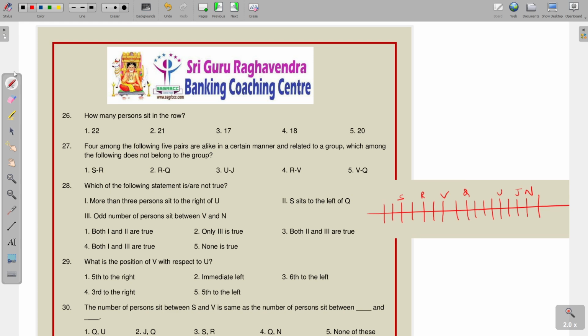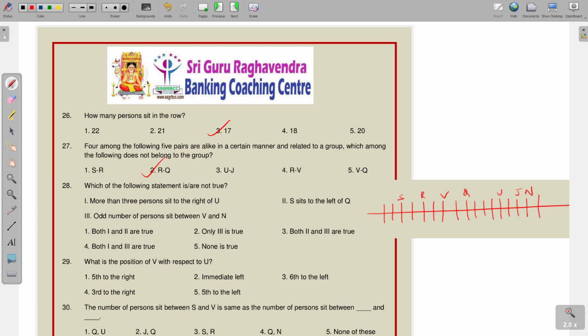See the first one, question number 26. How many persons sit in the row? So if we calculate, there are totally 17 persons. Next, four of the following five, which among the following does not belong to the group? S and R: between S and R 1 person is there. R and Q: 3 persons. U and J: 1 person is there. So the odd one is R and Q.